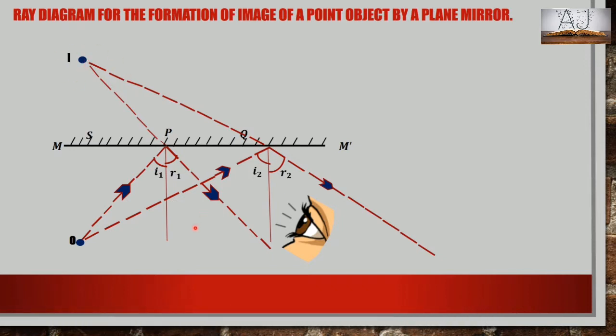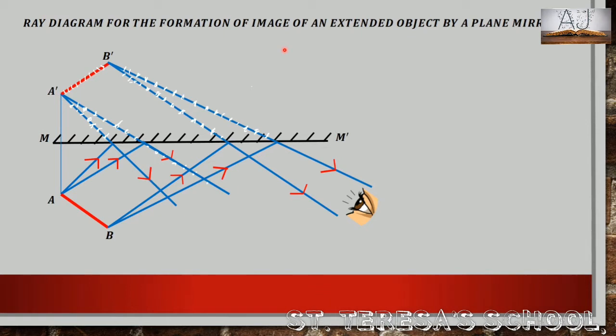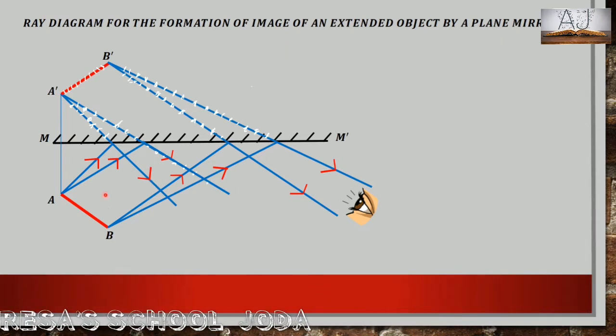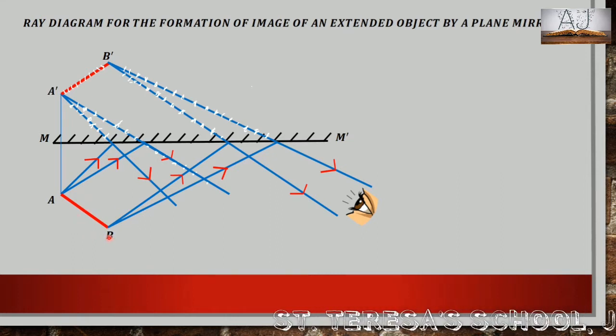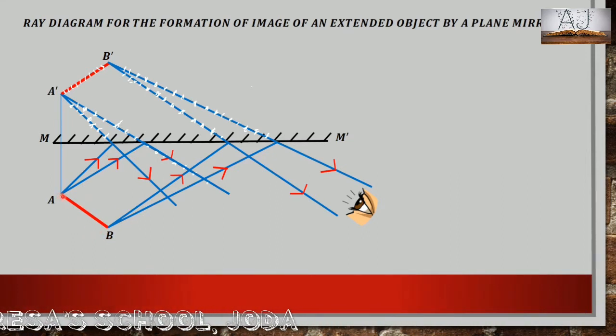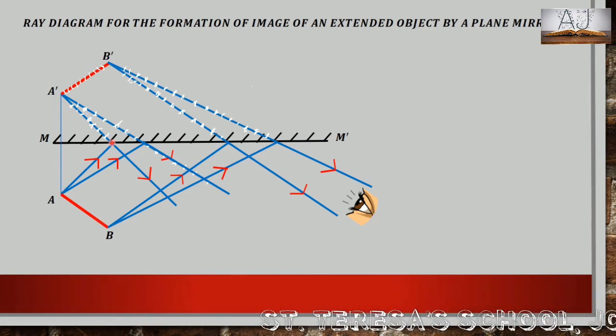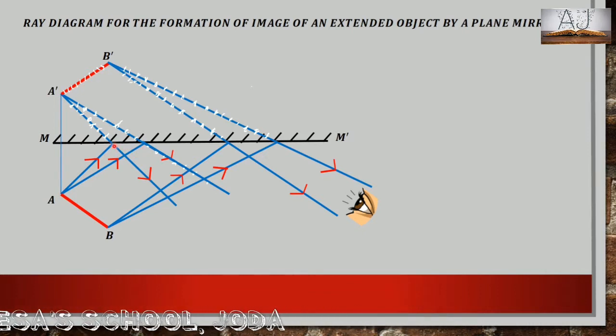Hence, this is our ray diagram. Here the image is virtual because it's formed behind the mirror and the rays of light appear to be coming from the point I. You need to practice this diagram. Remember, in the same way we can have the image for an extended object also. But here, to know the position of the image, we should consider 2 points A and B from the object, and from each of the points we need to draw 2 rays in the same way.